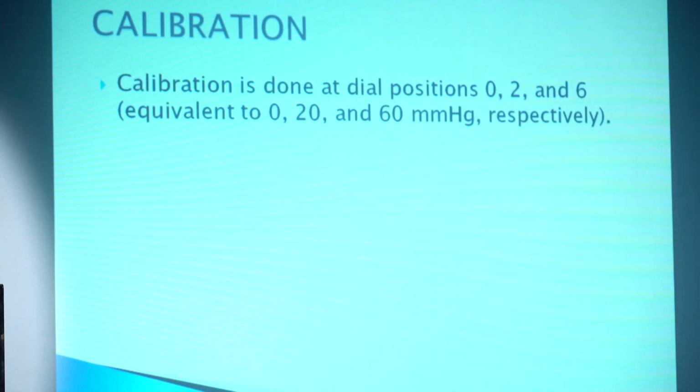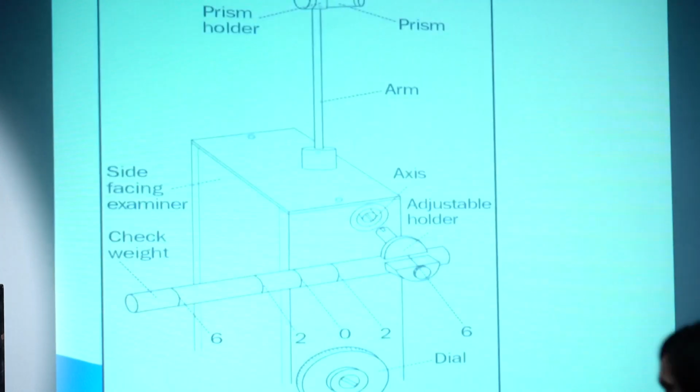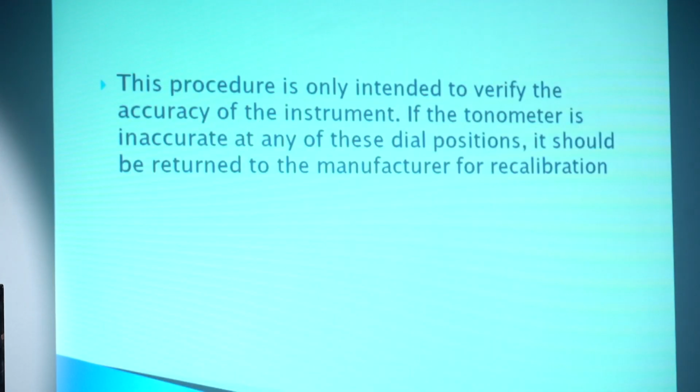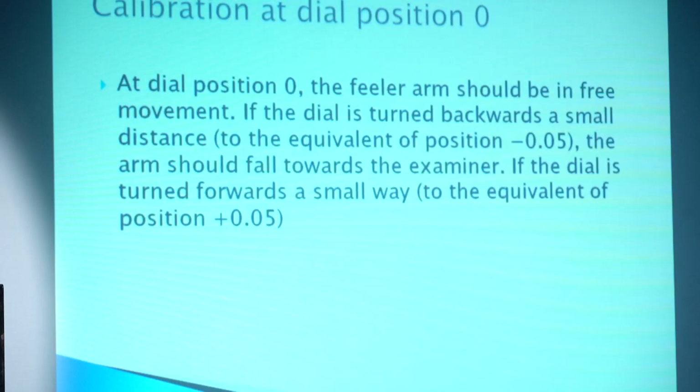So how do we do the calibration? Calibration is done at the dial positions of 0, 2 or 6, equivalent to 0, 20 or 60 millimeters of mercury. This procedure is only intended to verify the accuracy of the instrument. If the tonometer is inaccurate at any of these dial positions, it should be returned to the manufacturer for recalibration.